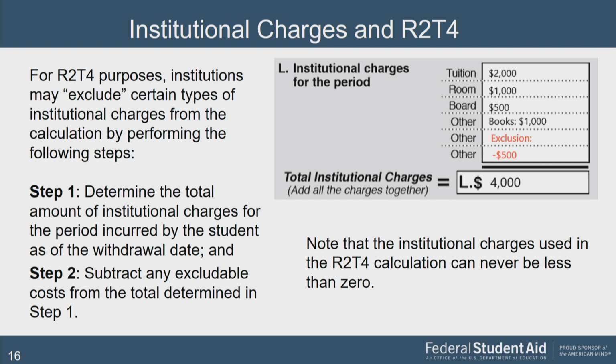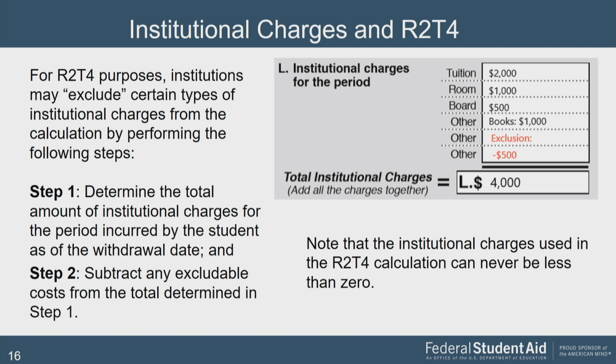However, the institution can document that it paid $500 for the materials that it provided to the student, so it can exclude that $500, resulting in total institutional charges of $4,000 in the RTT4 calculation. So this has been a little known provision about how RTT4 works that we hadn't gotten very many questions about until we published our March electronic announcement about institutional charges. And so we wanted to give an example about how this actually works in practice.